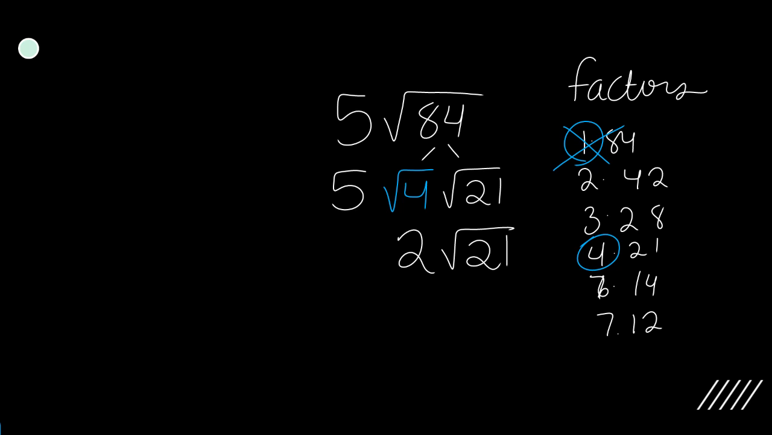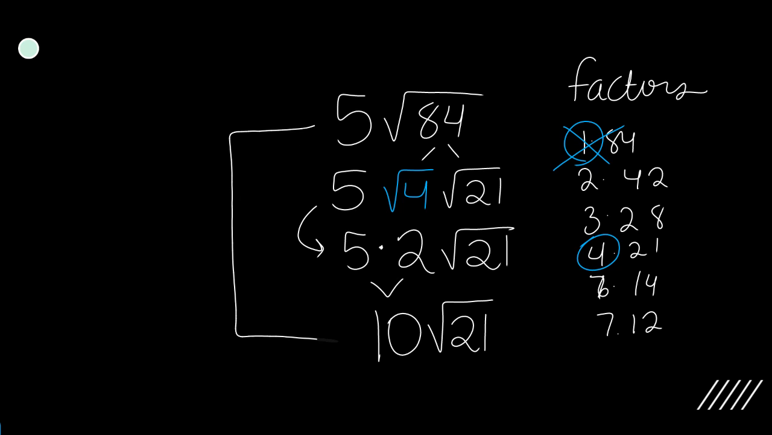And so now the question is, what do we do with this 5? So what's going to happen is you're going to bring this 5 down, and it's going to multiply times that new number that came out of the radical. So the square root of 4 was 2, and so when I multiply this together, I'm going to get 10, and then we're going to leave the square root of 21 underneath the radical. So this tells me that 5 times square root of 84 is equal to 10 times the square root of 21.